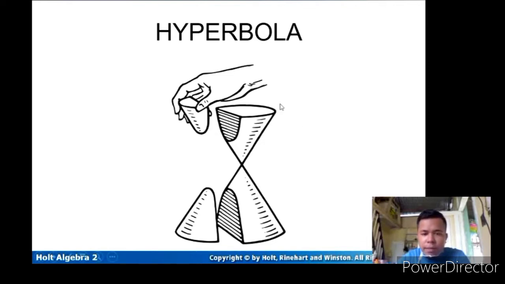So we have the topic of hyperbola, that last conic section that we're going to tackle. We're done with circle, parabola, and ellipse last week. So now this week we will talk about the hyperbola.